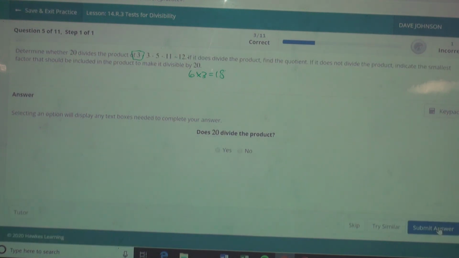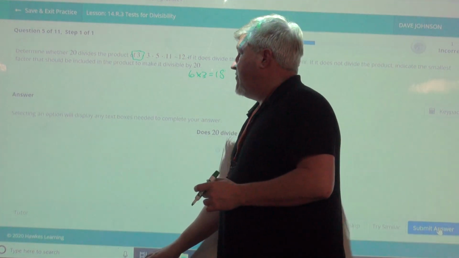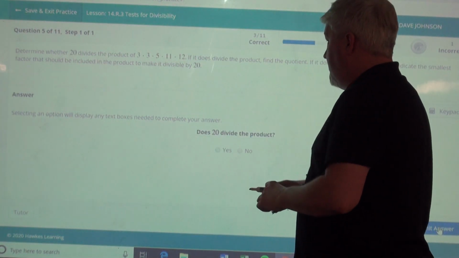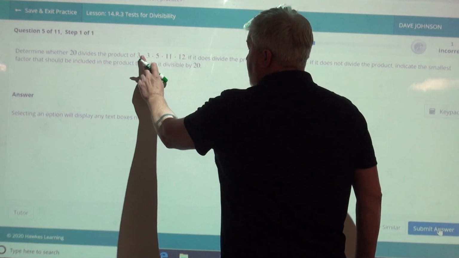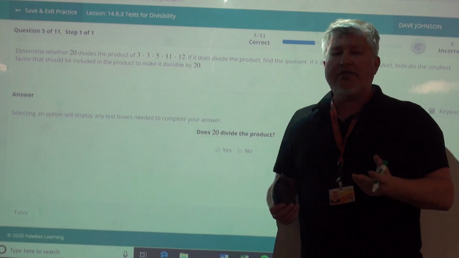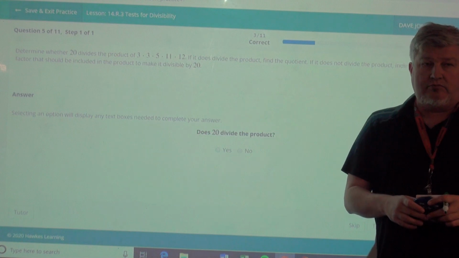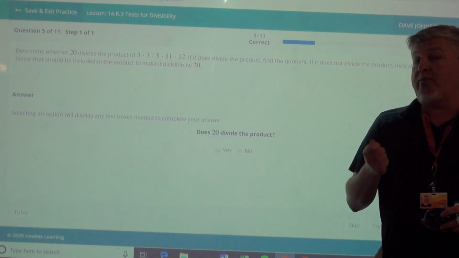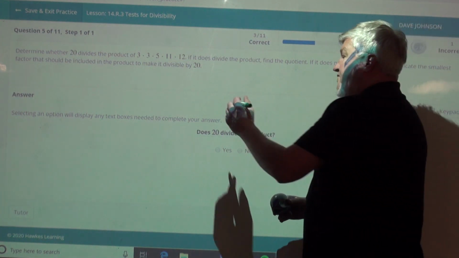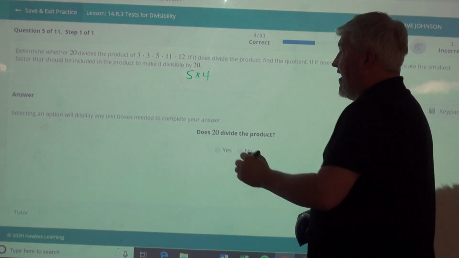These are going to be a little tricky, but I think you'll get the hang of it if you practice it. Okay, that's always the key, practice. Determine whether 20 divides this product. Now I look here, I have 3 times 3 times 5 times 11 times 12. As you look at that list of numbers, are one of those numbers a factor of 20? In other words, does one of those numbers divide evenly into 20? The answer is yes. The 5, right? 5 times 4 gives me 20. I have the 5 here.